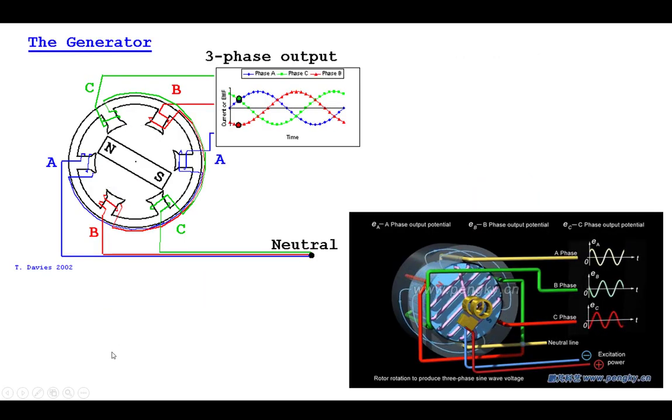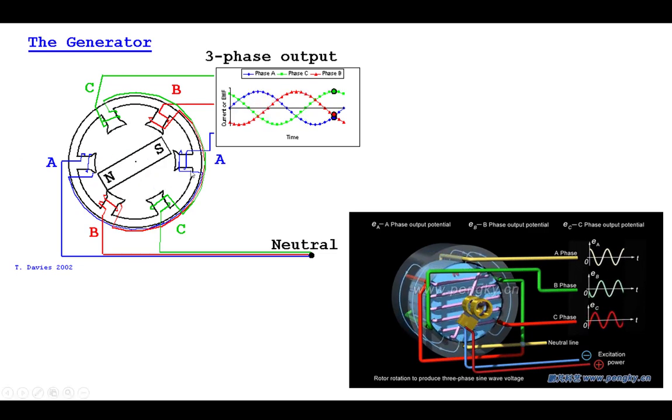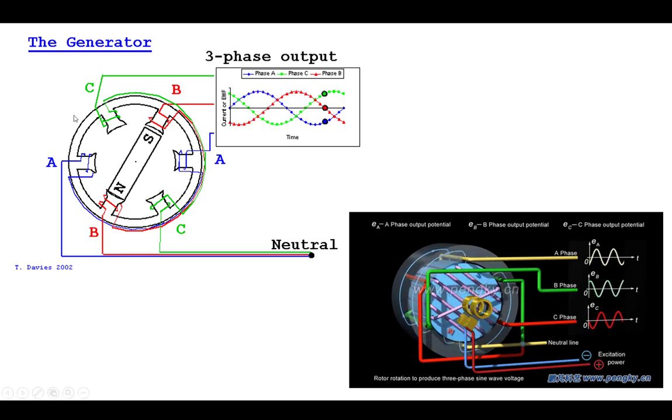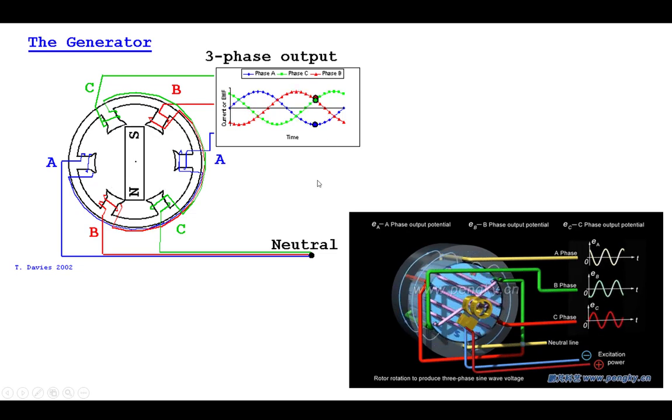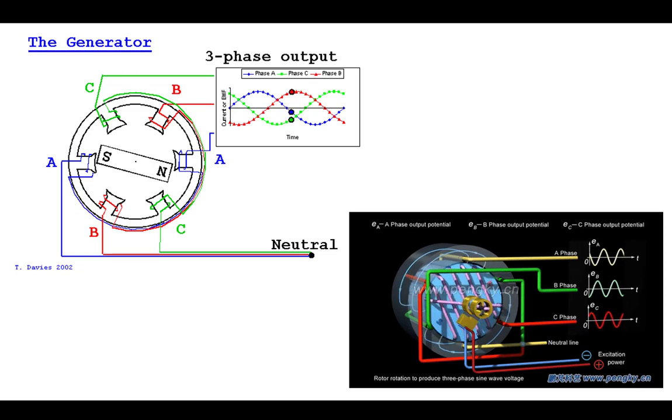Here we see some animations that show A poles, B poles, and C poles, the resultant waveforms. Here's another animation that shows the same thing.